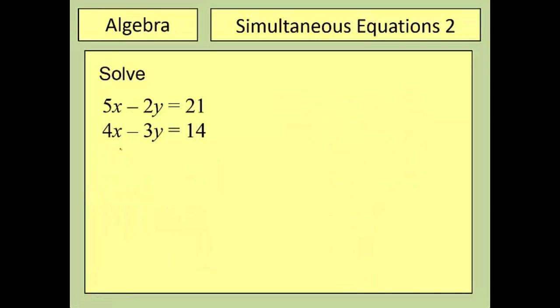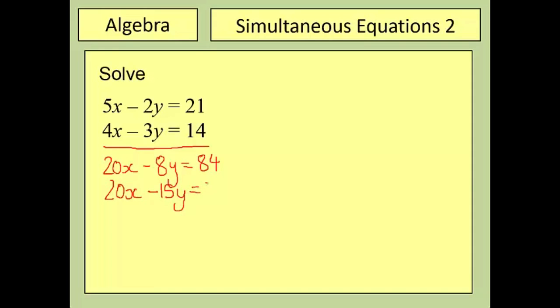Okay, now on this next question, unfortunately, there isn't a nice link, so we're going to have to multiply both equations. I'll multiply this first equation by 4 and the second equation by 5 to get both of the x's as 20. So let's multiply by 4 first. 20x minus 8y equals 84. And then multiply by 5 on the next one. 20x again, as we expected. Subtract 15y. And then 5 14s is 70.